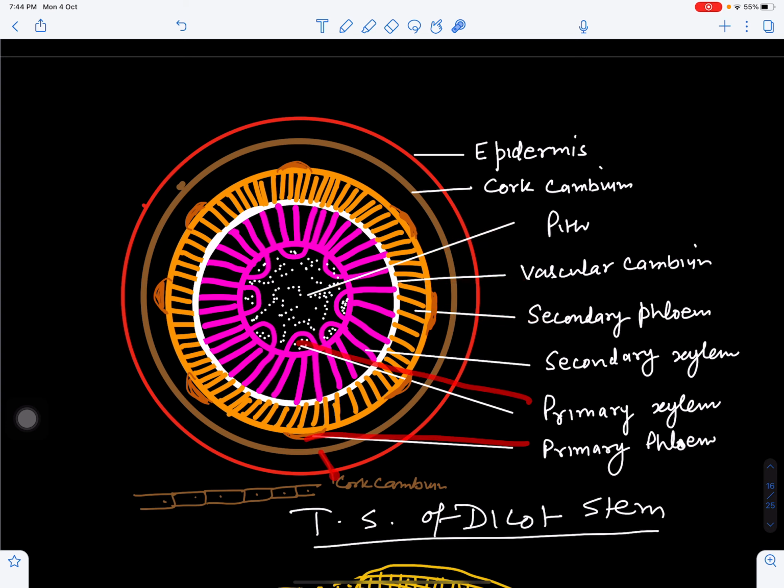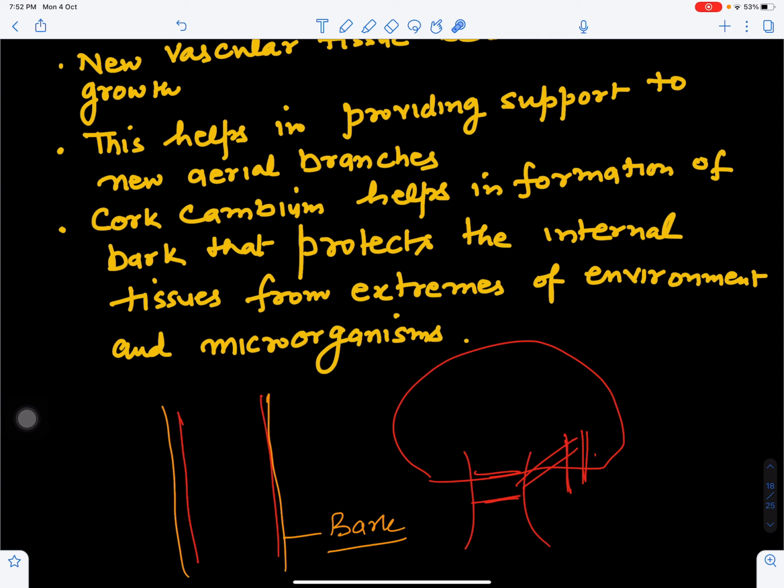So when the plant is growing straight, this is called primary growth, but when its diameter is increasing, this is called secondary growth, and that is also to sustain the plant in the extremes of environmental conditions, as well as to meet the increasing demand of the nutrients as well as water and minerals. So this is all about secondary growth in the dicot stem.